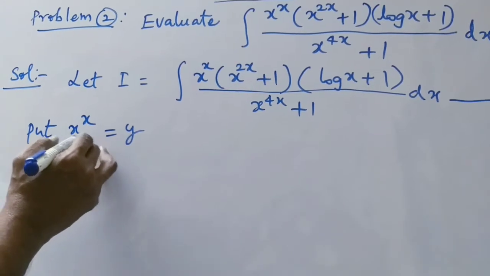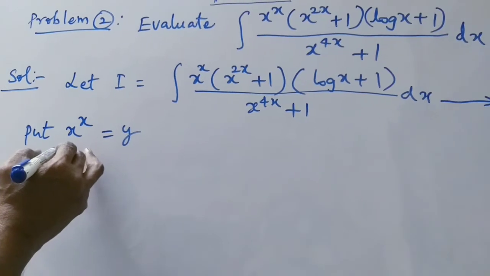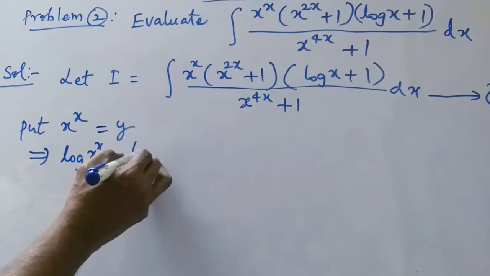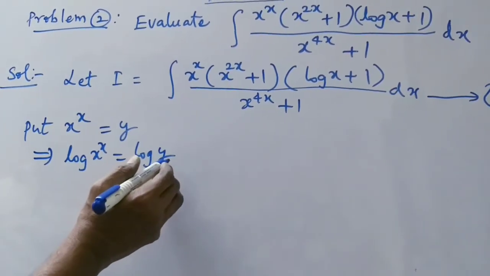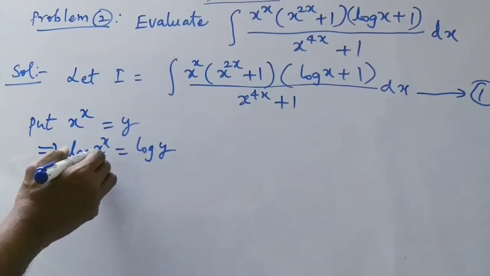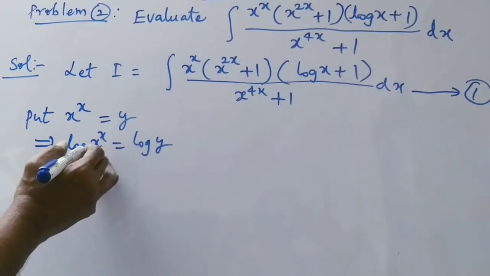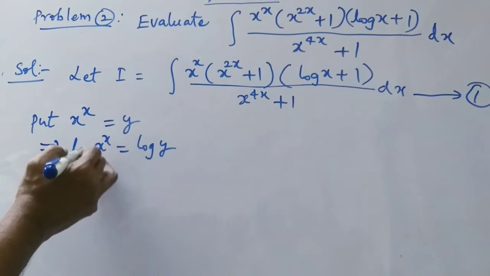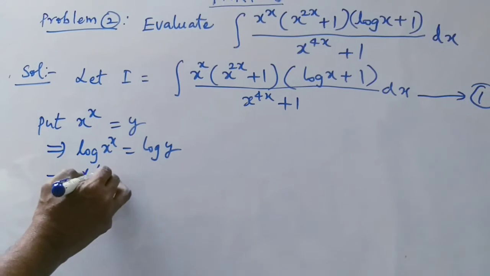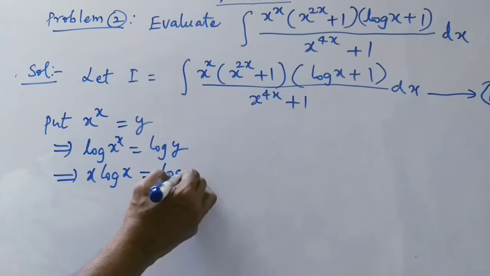Now taking logarithms on both sides, we have log of x to the power of x is equal to log y. It is of the form log a to the power of m, which is equal to m into log a. That means here it becomes x into log x is equal to log y.